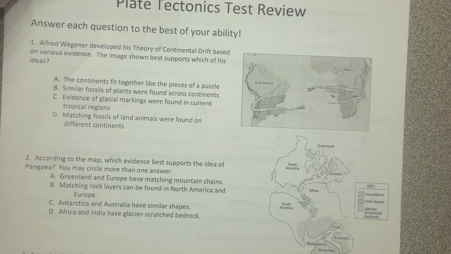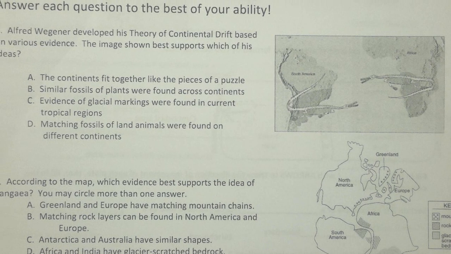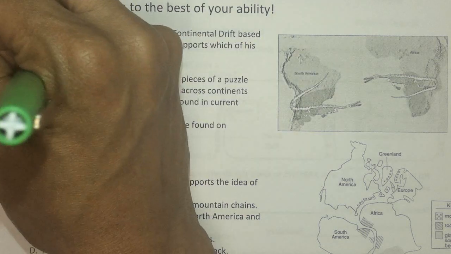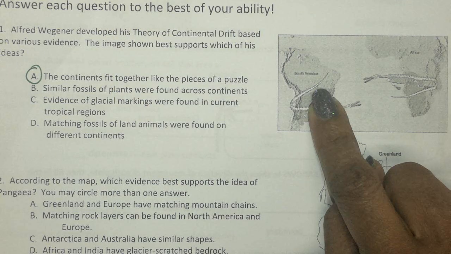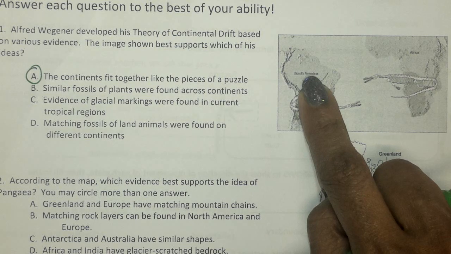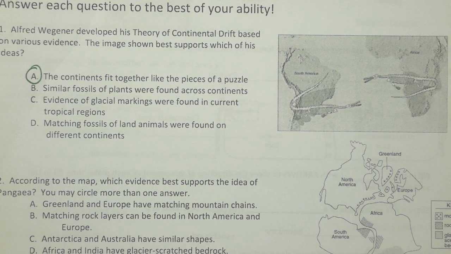Okay, so we're going to look at this picture, and we're going to pick the answer choices that were part of his 4 pieces of evidence. Alright, so continents fit together like a puzzle piece. That is one of the 4 pieces. If you look at the coast of South America and the coast of Africa, if you were to move this over here, it fits like a puzzle piece. So yes.